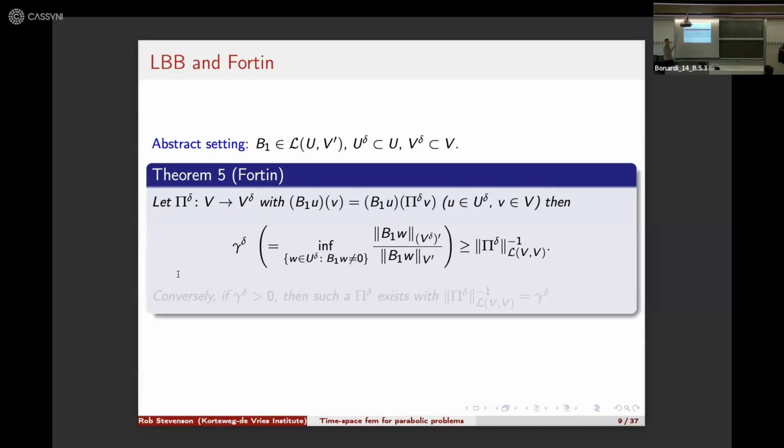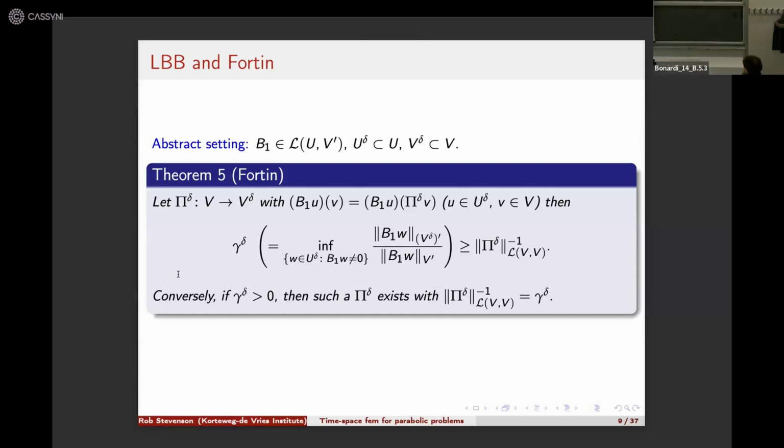So this is called the Fortin projector. Suppose I have a bounded projector, then this gamma delta can be bounded by 1 over the norm of this projector. And conversely, if you know that gamma delta is positive, then such a projector does exist. Yeah. So in summary, having LBB stability is the same as having uniformly bounded Fortin projectors. So let's see in which situation we can construct such projectors.